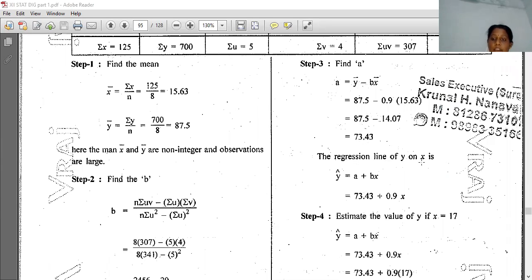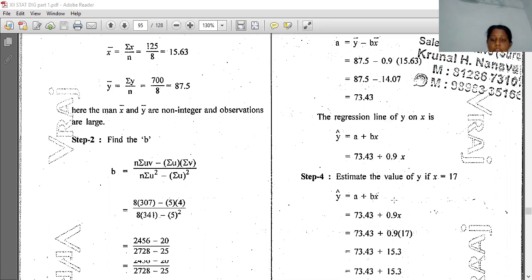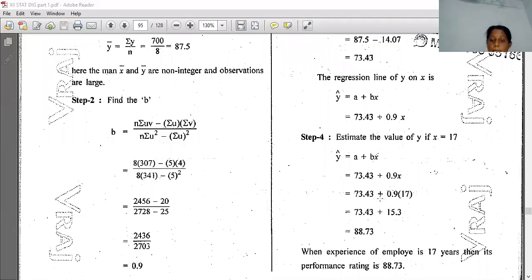Now the regression line of y on x is y cap equal to a plus bx, that is 73.43 plus 0.9x. Right, now estimate the value of y if x equals 17. Now your regression line, what you got? y cap is 73.43 plus 0.9x. So x is 17. After substituting the value of x, we got 15.3. So adding 15.3 with 73.43 comes to 88.73. This is your answer of the regression line.